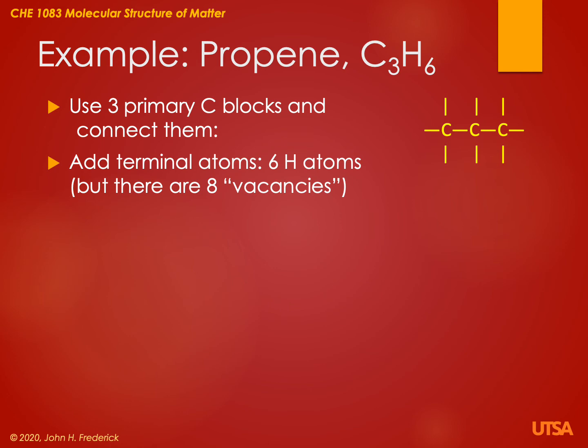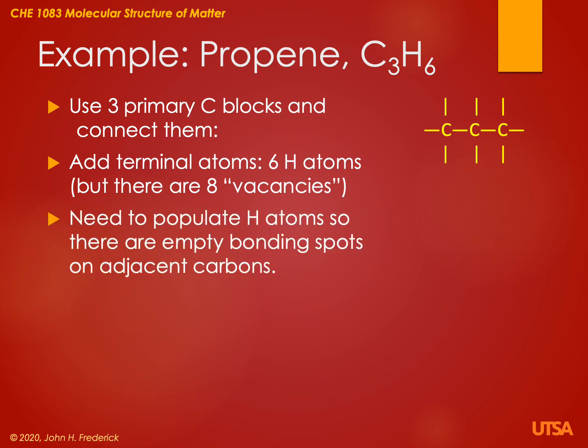These are all terminal atoms, but there are 8 vacancies on this infrastructure that involves 3 carbons, 1 on either end and 3 above and 3 below. So we're not going to be able to fill up all those bonds. As a result, we're going to put the H atoms on here in such a way that we leave 2 of the carbons with an empty, dangling, non-used bond connector so that we can make a multiple bond out of it. So when we do this, we end up with a picture, for example, that looks something like this.